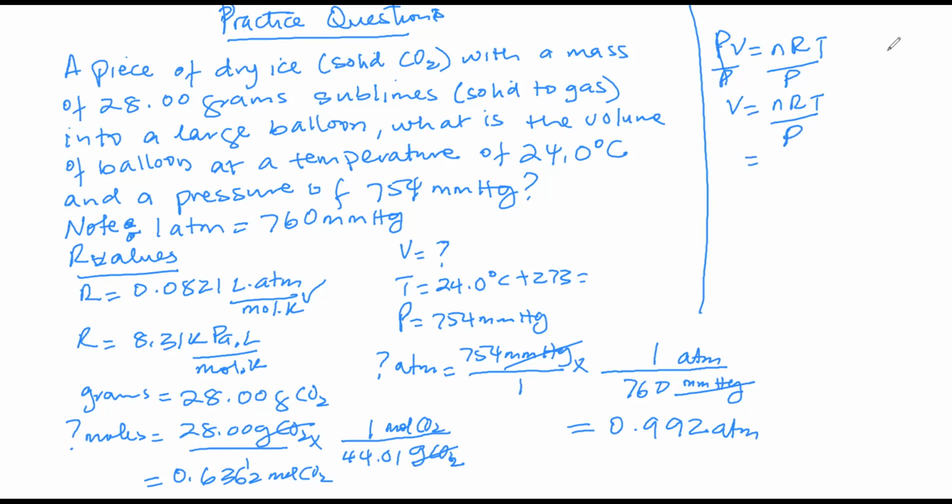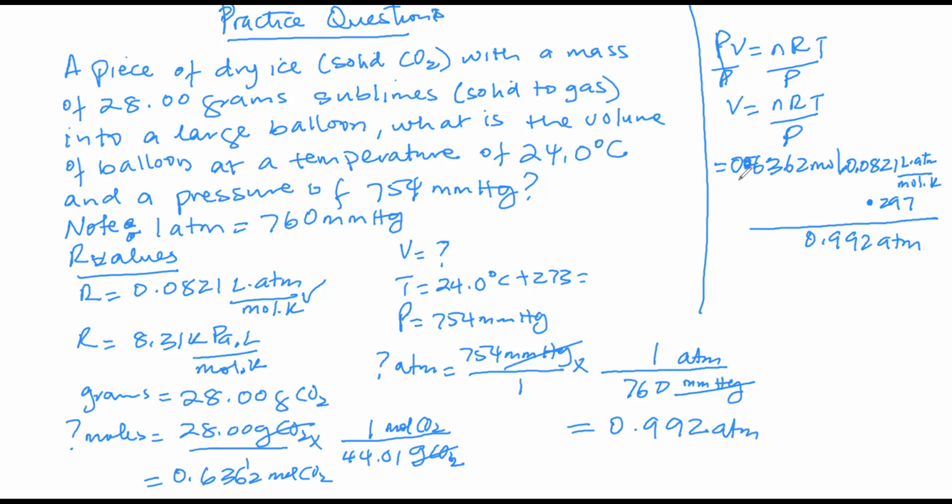So n is 0.6362 moles times the gas constant, 0.0821 liter atmosphere over mole Kelvin, times 297, all divided by 0.992 atmosphere. I'm sorry for this mess here.